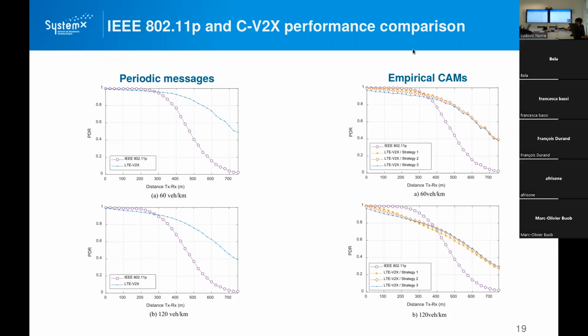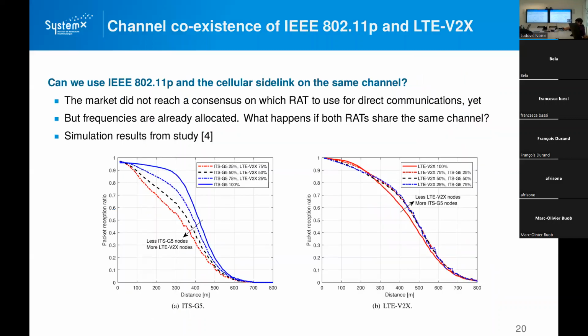So when you have a distribution which is not truly periodic and you have messages that vary in time, you see that CV2X can be outperformed by ETS-G5. So when you are close enough, ETS-G5 is probably better. The point that I wanted to make is that it's not at all clear that for the side link, one technology is better than the other. It depends on the study that you look at.